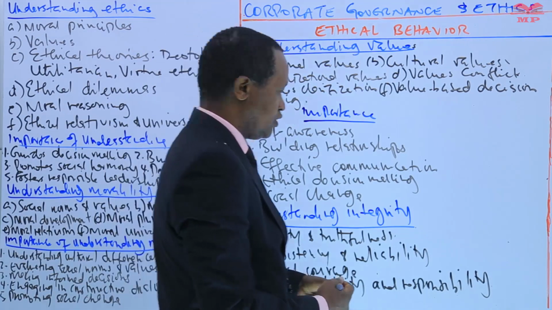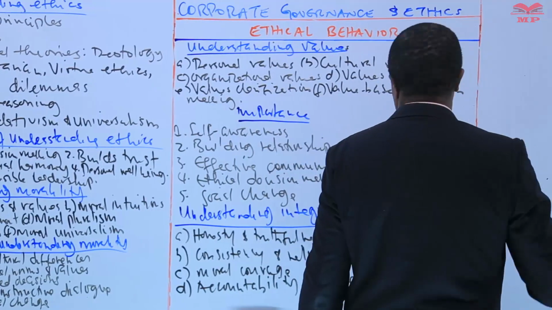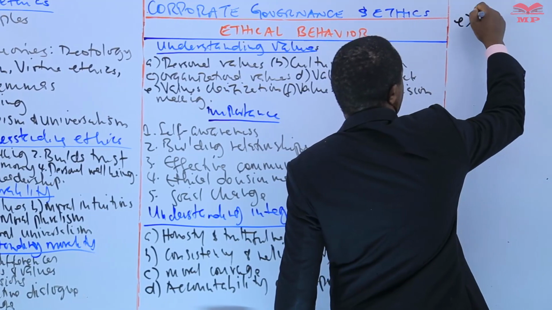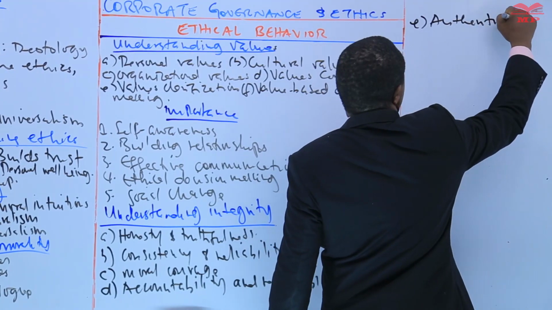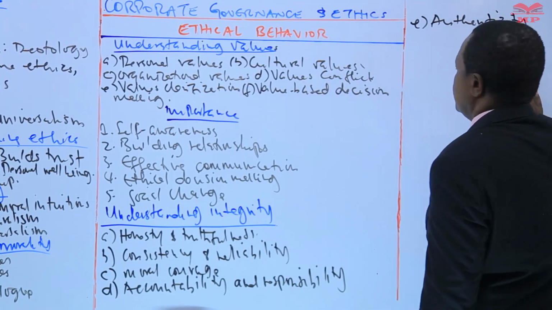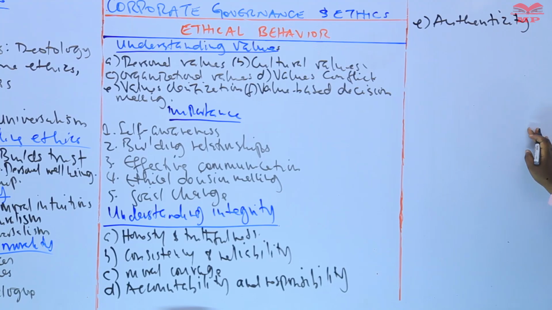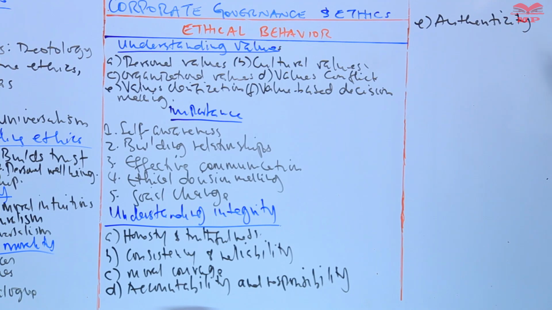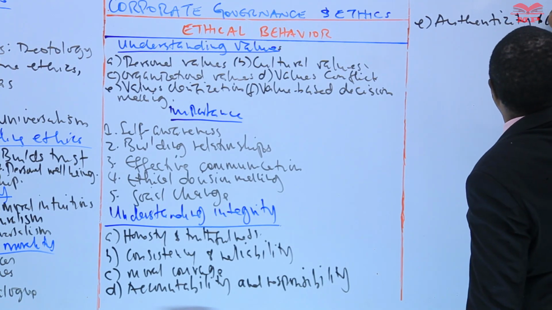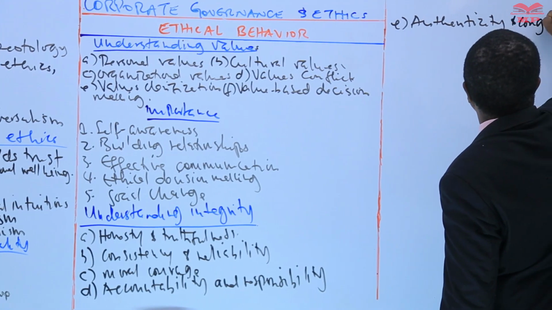5, authenticity. Authenticity. People of integrity are people with authenticity. Authenticity, and let me add congruence.